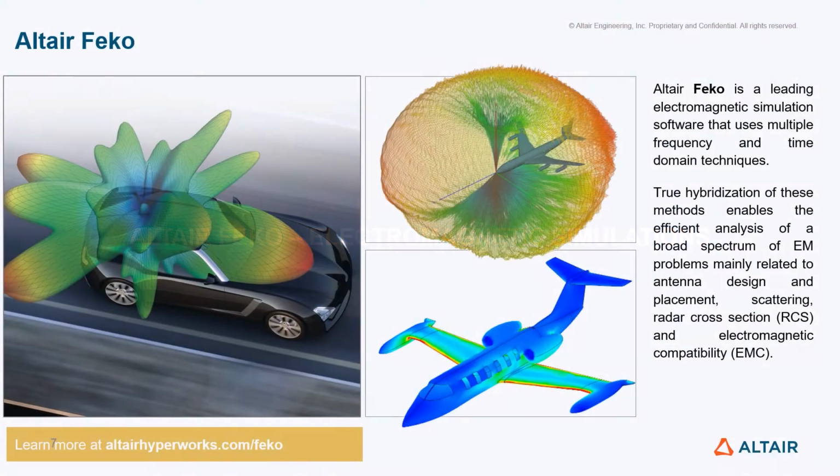Okay, in the first section, Altair Feko Electromagnetic Simulations. If I take the three different parts, the first part is Altair Feko Electromagnetic Simulations. Actually, Feko is a leading electromagnetic simulation software that uses multiple frequency and time domain techniques. Of course, true hybridization of these methods enables the efficient analysis of a broad spectrum of electromagnetic problems related to antenna placement, RCS studies, electromagnetic compatibility, and interference studies, etc. A broad range of electromagnetic problems can be easily solved or simulated using the Altair Feko tool.